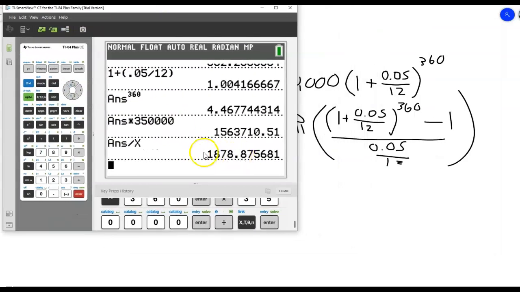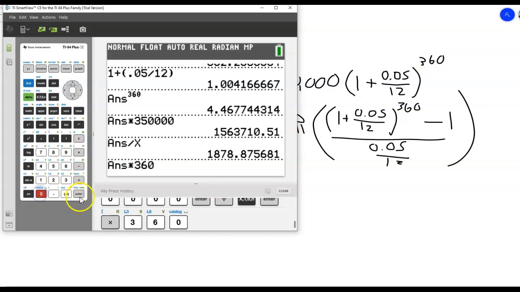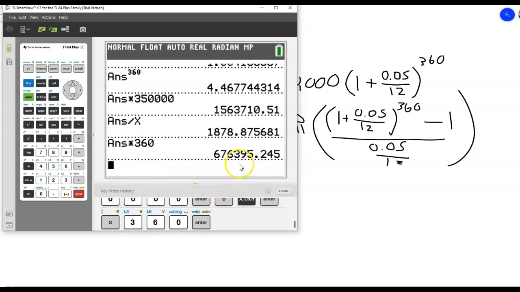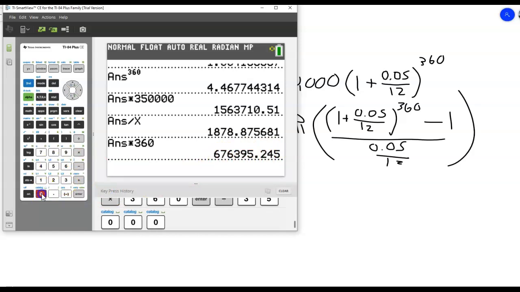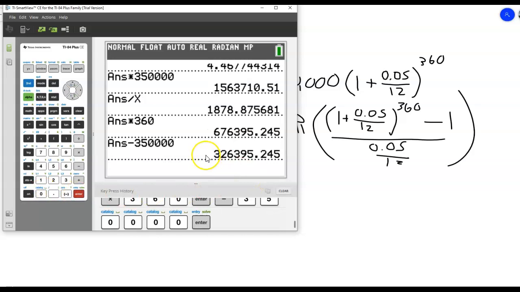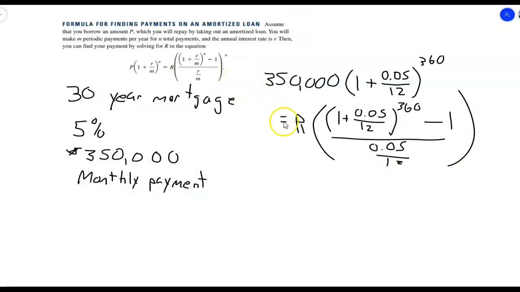And really, if we want to see how much we're paying total, you just take this monthly payment and you multiply it by the total number of payments that you're going to have for the house. So if you multiply that by 360, you're going to see that over the course of the 30 years, you're actually paying $676,395.25. And if you subtract out the amount of that loan, that means that you're paying over $326,000 in interest. So you're paying almost as much in interest as you did for the actual home. Banks make a lot of money off of you.